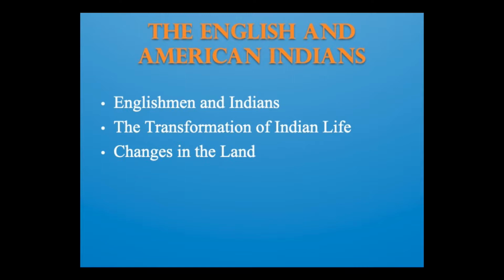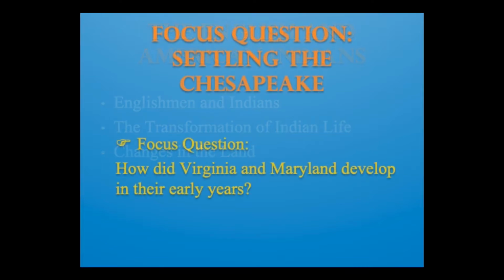All right, so now let's look at settling the Chesapeake. How did Virginia and Maryland develop in the early years? We're looking at the contours of development, contours of colonization in the Chesapeake region.